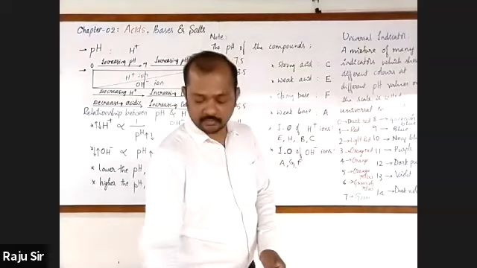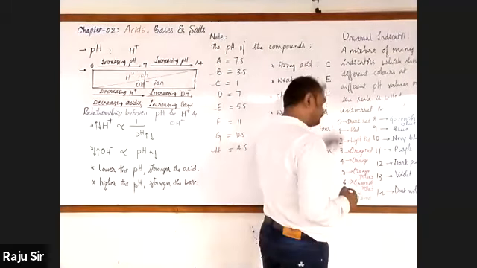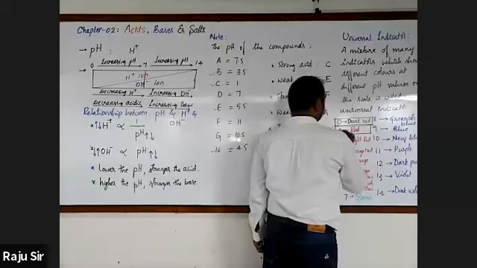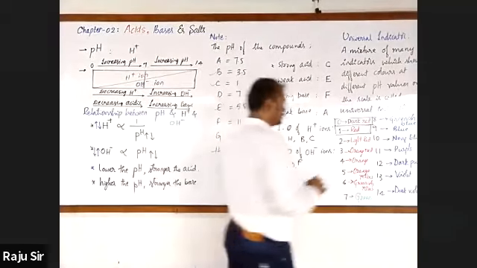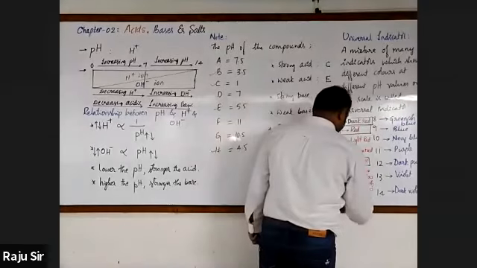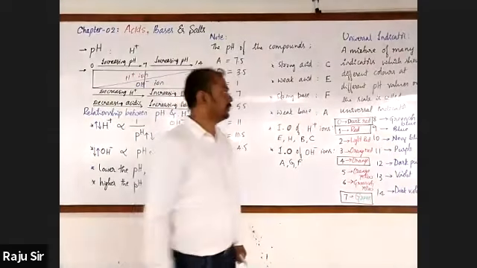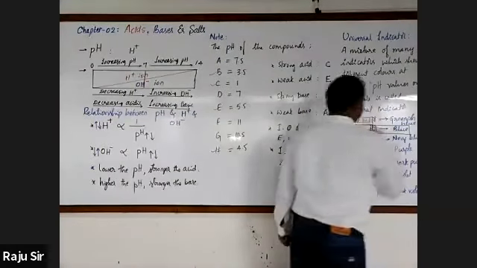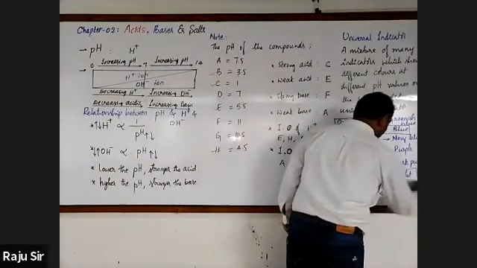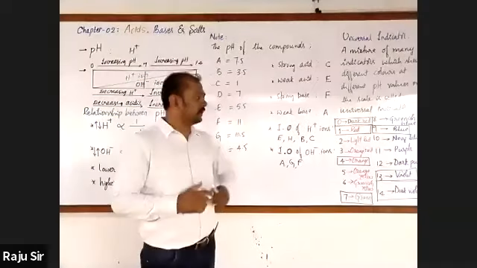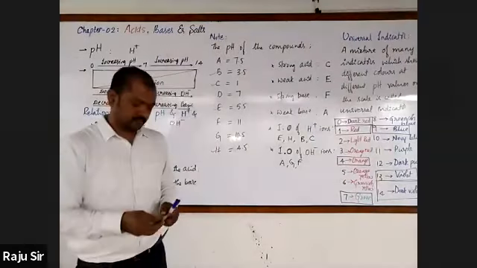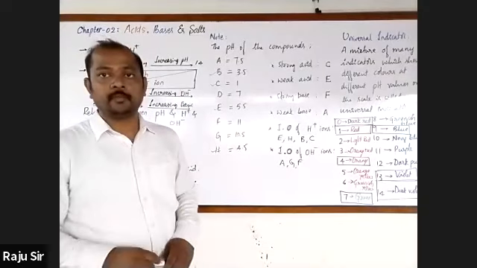In this, I'll give you only the important ones to be remembered. They are 0 and 1, next 4, next 7, next 9. Then to remember, the pH values 13 and 14, those colors are violet and dark violet respectively. Over.